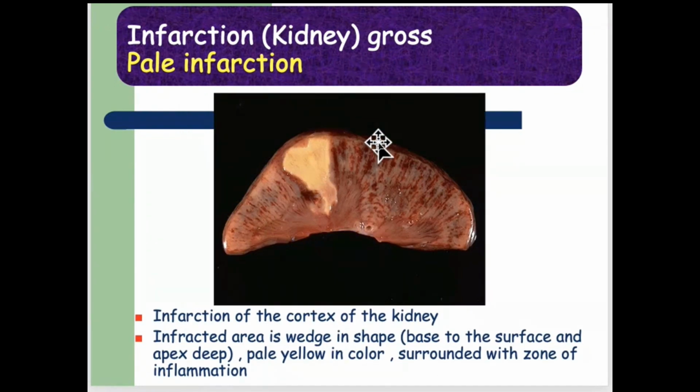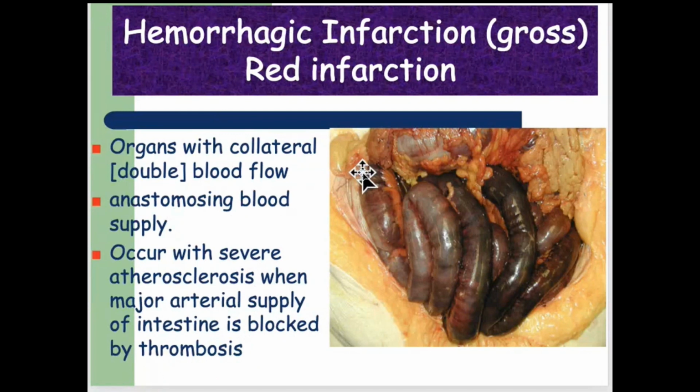Similarly, in the kidney also. The kidney is a solid organ, and if there is a blockage here, the part which was supplied by this artery gets necrosed. It gets no blood in this area, so it appears pale, yellow in color, and anemic, and it is wedge shaped. At the edge, you can see some inflammation, because whenever there's necrosis, inflammatory cells will come and try to digest this part. So infarction in the cortex of the kidney is also wedge shaped and pale. But we look at some organs which have double blood supply, like the intestines. In the intestine, there's a double blood supply.